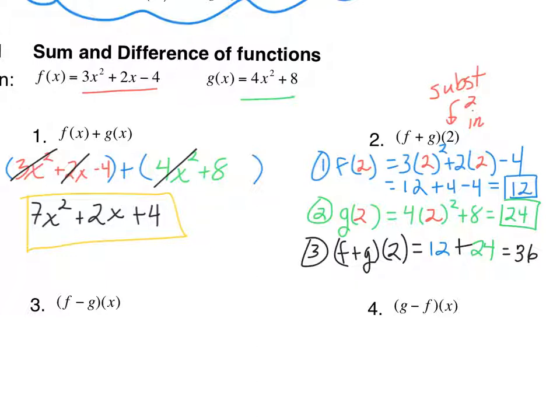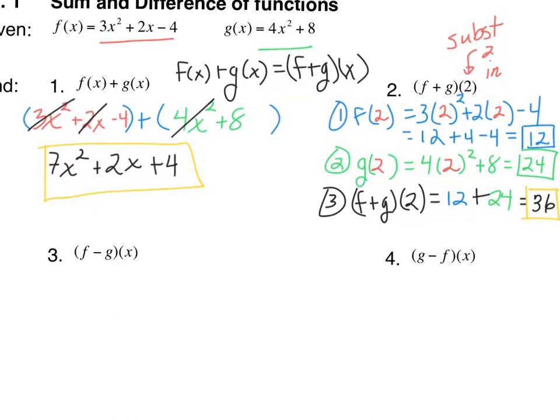So my final answer is 36. And if you recall, isn't that the same value we got when we plugged 2 into here? So this tends to be easier math to do it this way, and the only time I do it this way is if I actually have a number to plug in for the variable. So remember that f of x plus g of x is exactly the same as f plus g of x. So this does not mean multiplication. All right, so let's look at subtraction. I still want to be able to see my functions.